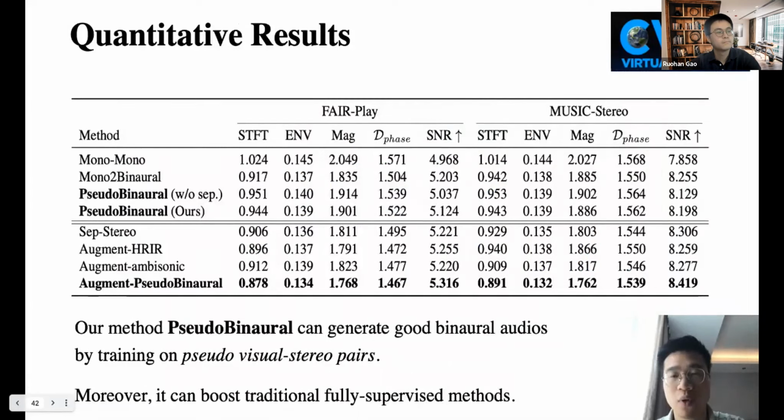To validate our proposal, we conduct experiments on two large-scale datasets, FAIR-Play and Music-Stereo. As shown in the table, our approach, Pseudo-Binaural, is able to generate good binaural audio by training on pseudo-visual stereo pairs. Moreover, Pseudo-Binaural can boost traditional supervised methods with stereo training data. Our approach consistently outperforms baseline methods on 5 different evaluation metrics.